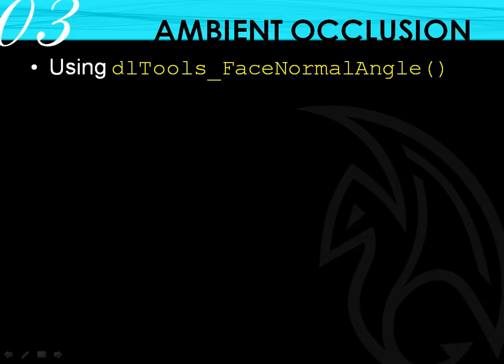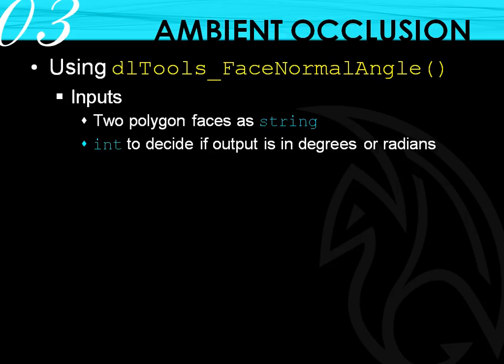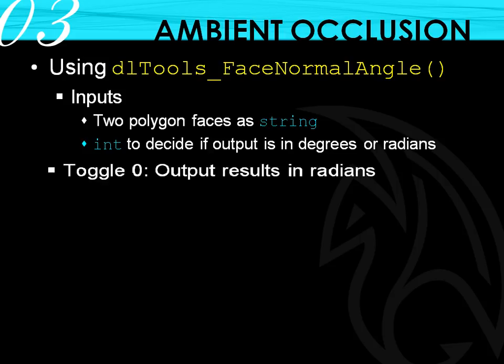So what we're going to do is look at a tool here called DL tools _ face normal angle. So the input is essentially two polygon faces as a string, and essentially it's going to allow us to compare two face normals and really get the true angle. And then finally, just for flexibility, we're going to add an integer to decide if the output is going to be in degrees or radians. It's a toggle. So for some reason, if we wanted to be able to choose one or the other.